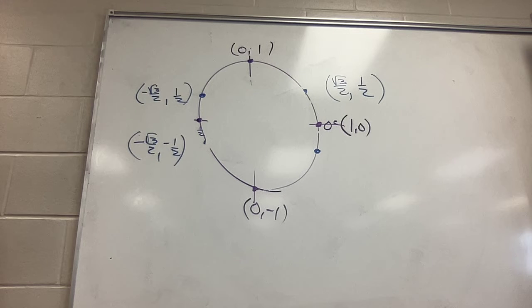So at 30, you're drawing root 3 over 2, comma 1/2. At 150, negative root 3 over 2, 1/2. At 210, negative root 3 over 2, negative 1/2, because you're going back and down. And finally at 330, you're going root 3 over 2, down 1/2.